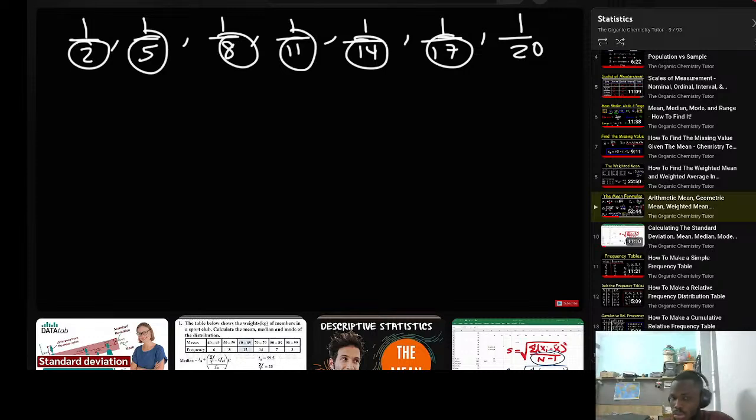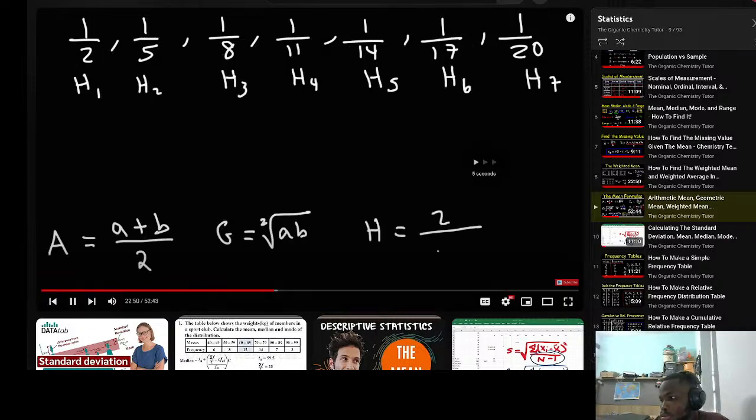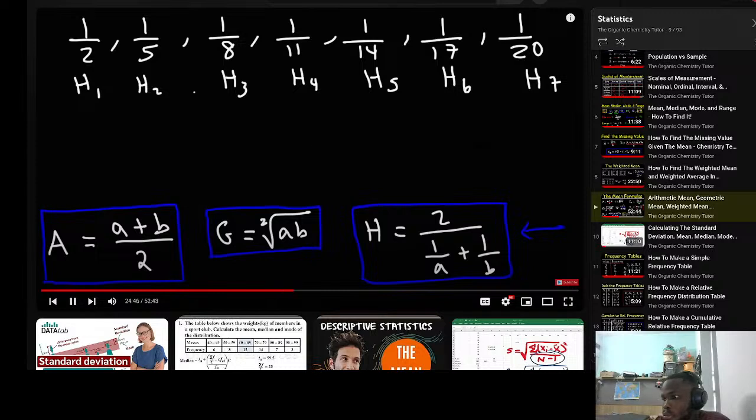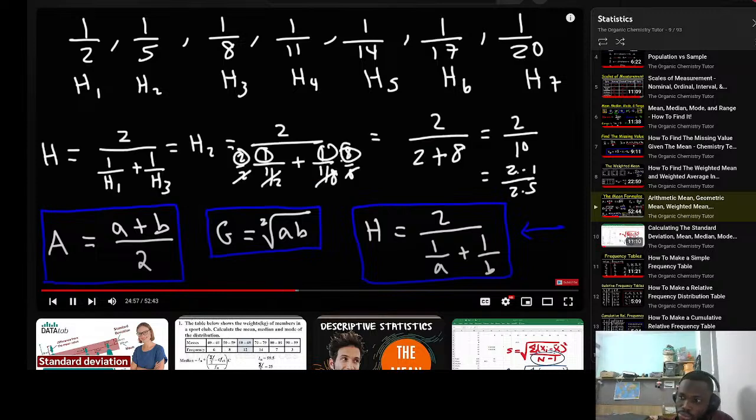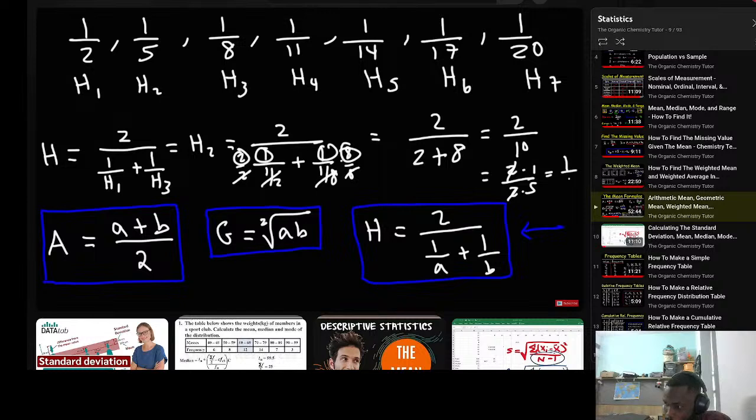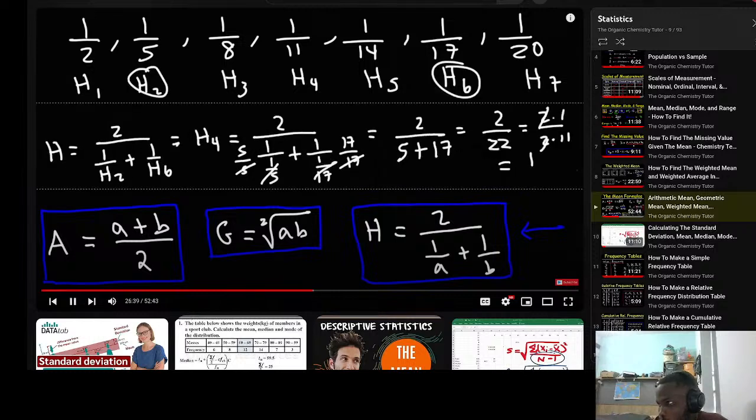But once you take the reciprocal of the sequence or formula, and it is 2 times 5, we can cross out a 2, and we get 1 over 5. And as we can see, 1 over 5 is the value of H2. So, a harmonic sequence.